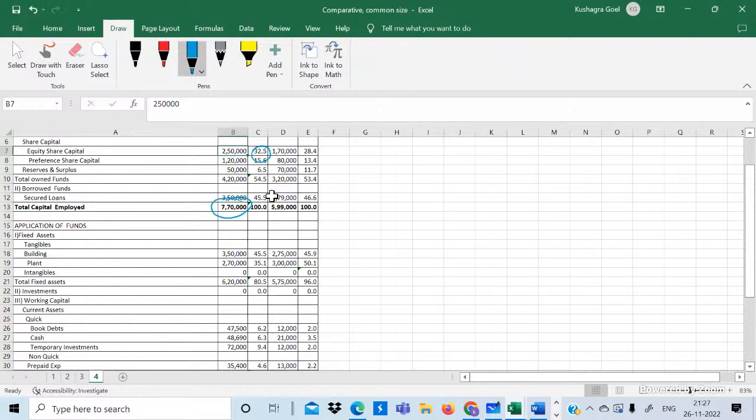I'll get a number of 32.5. So I'm saying my equity share capital is 32.5% of my capital employed. But when I'm looking at, let's say, preference share capital, that is only 15.6% of my capital employed. Reserves and surplus are 6.5% of my capital employed, and borrowed funds are 45% of my capital employed. So in case of a common size balance sheet, take the total of the assets or the total of the liabilities as 100, and then calculate everything as a percentage of that.